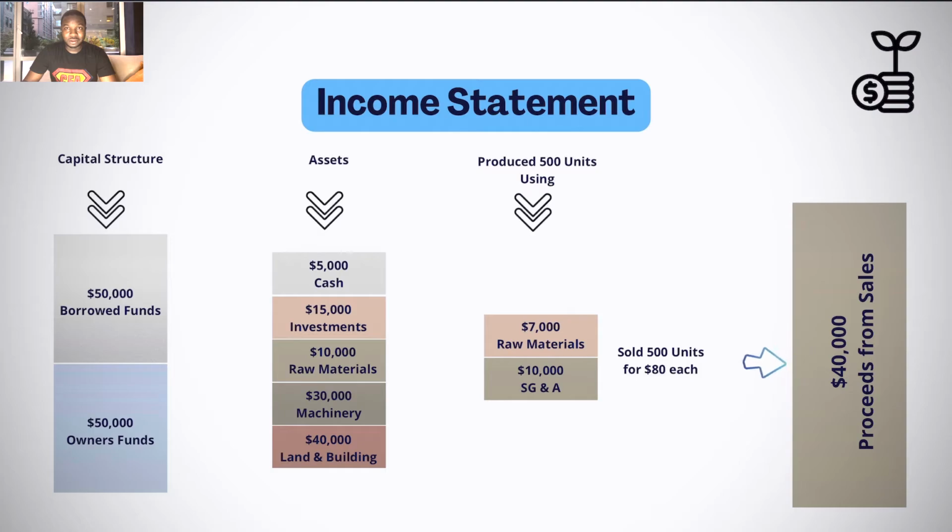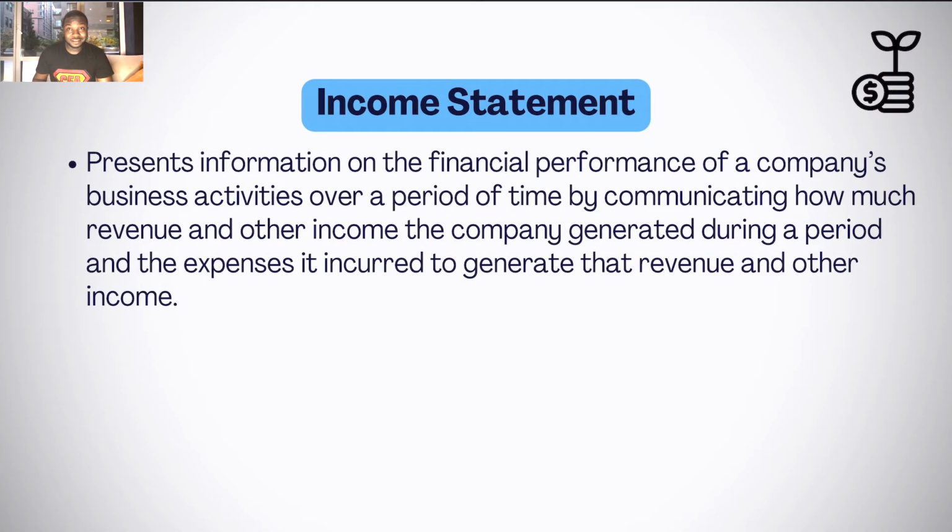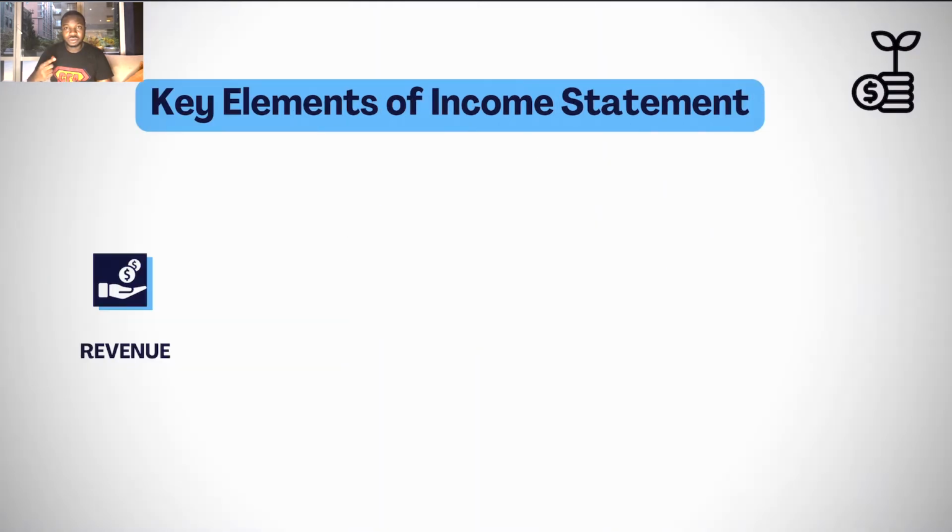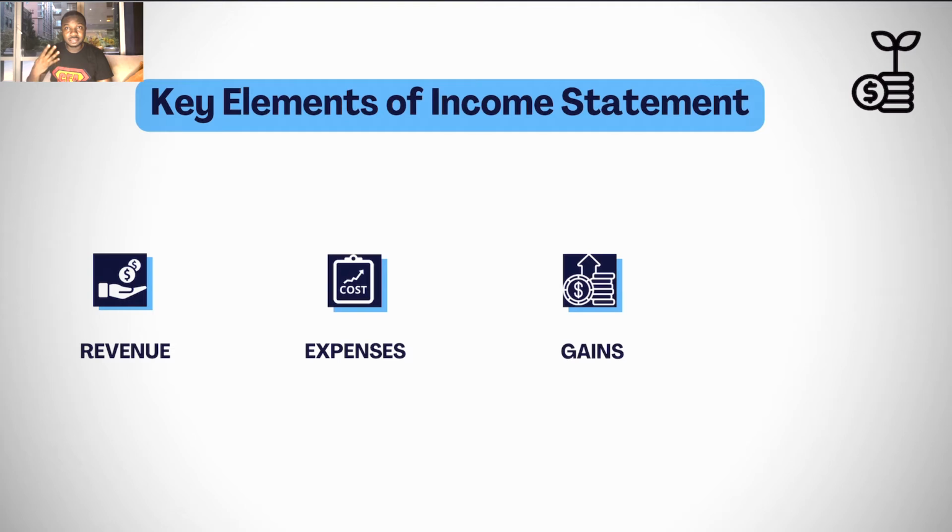Now, let's see how income statements work. Income statement, also known as profit and loss statement or statement of operations, presents information on the financial performance of a company's business activities over a period of time by communicating how much income and other revenue the company generated during the period and expenses the company incurred to generate that revenue and other income. The key elements of income statement are revenue, expenses, gains, and losses.